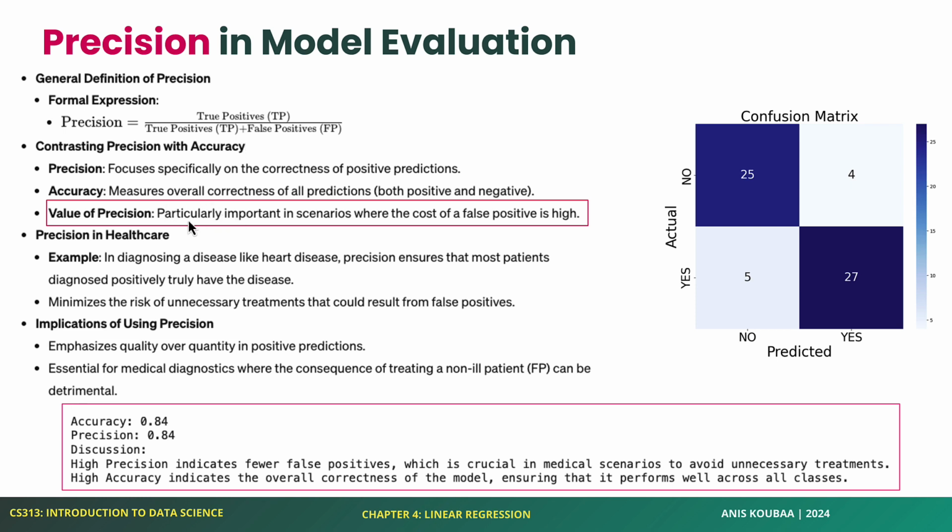Okay, so this is particularly important in scenarios where the cost of the false positive is high. For example, in our case, what does it mean false positive? Someone has a disease and we say that is normal. So if false positive is very critical. Imagine that someone has a very dangerous disease and we say you are normal, and they spend 1 year, 2 years, and then they can go into a very critical case.